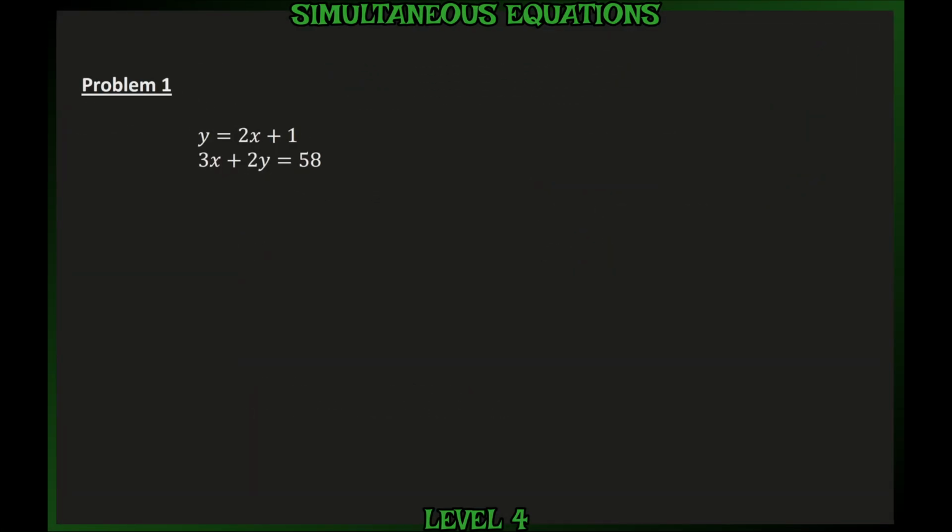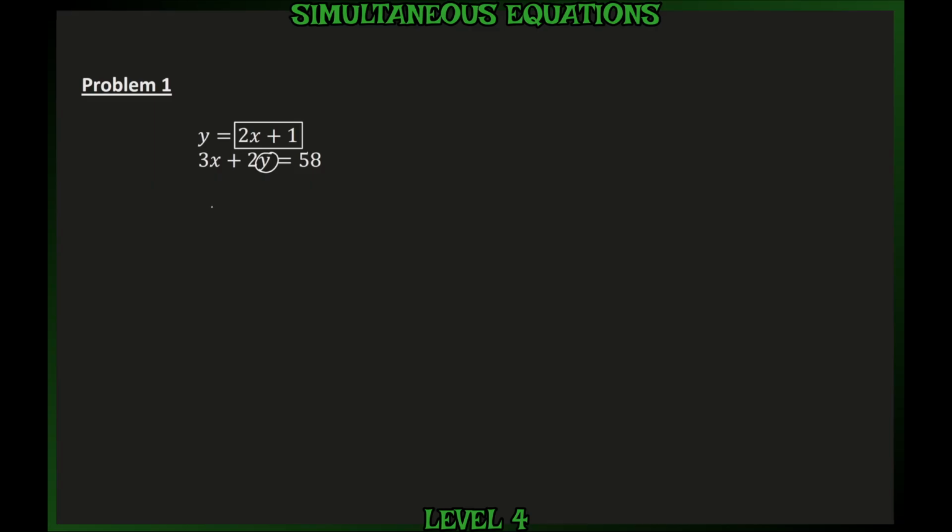In problem 1, we're solving y equals 2x plus 1 and 3x plus 2y equals 58. Looking at the first equation, we can see that this is written with y as the subject. And often when this is the case, it's easier to solve these equations by substitution. If y is equal to 2x plus 1, we can take 2x plus 1 and substitute it in for y in the second equation.